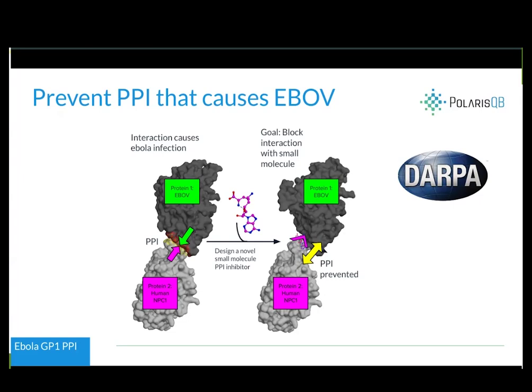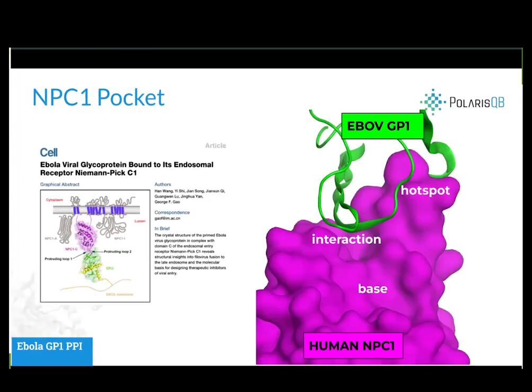So what do we know about this pocket, and what do we need to do to design a small molecule for it? So we know a lot about the pocket thanks to Wang et al. and many, many other researchers working on this problem. So here's the human NPC1 protein as a magenta surface, and the Ebola virus is shown as a green cartoon.